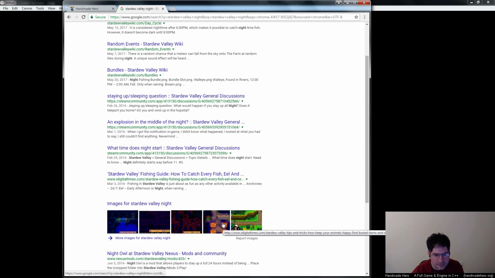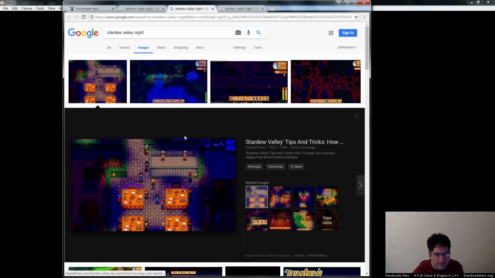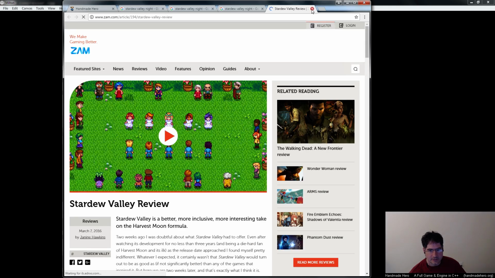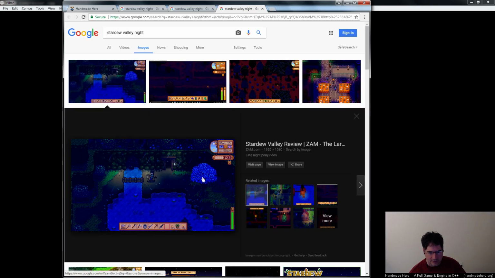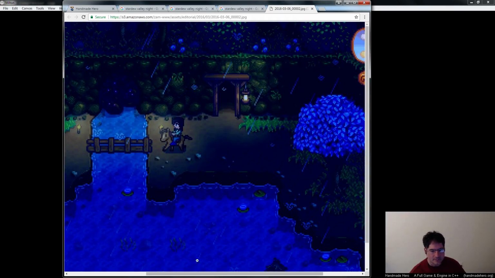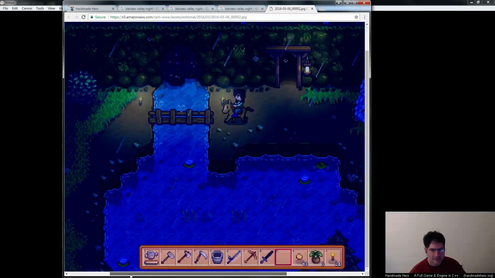But let's see here. So here's Stardew Valley at night. And what you can see in Stardew Valley at night is two torches and another. Let me make that full screen there. I don't need a Stardew Valley review, I just want to view the image. So here's Stardew Valley at night, right?